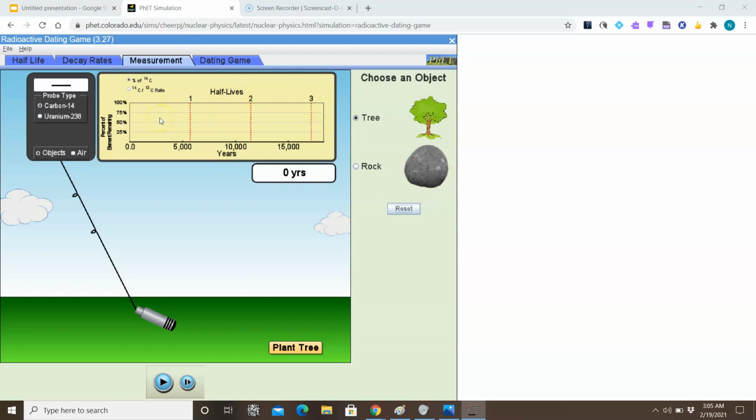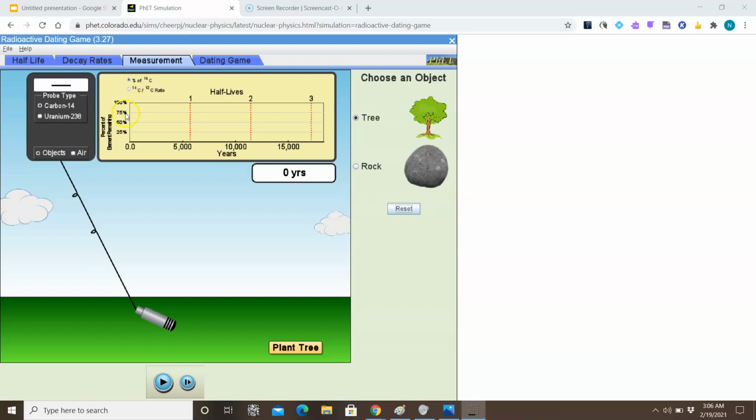Now, to monitor the amount of the radioactive isotopes, we have this tool here. You see this tool kind of looks like an old-style microphone. That is a Geiger counter. It measures radioactivity. The information from the Geiger counter is converted into percent of the radioactive isotopes.